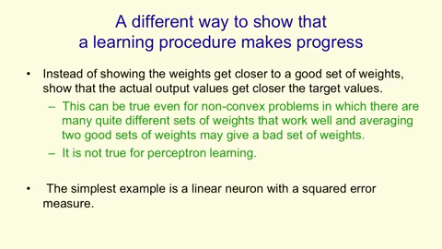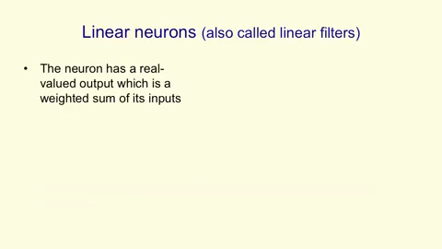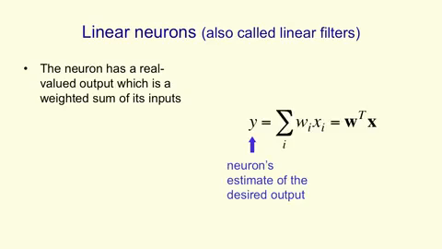The simplest example of learning in which you're making the outputs get closer to the target outputs is learning in a linear neuron with a squared error measure. Linear neurons, which are also called linear filters in electrical engineering, have a real valued output that's simply the weighted sum of their inputs. So the output y, which is the neuron's estimate of the target value, is a sum over all their inputs i of a weight vector times an input vector. So we can write it in summation form, or we can write it in vector notation.